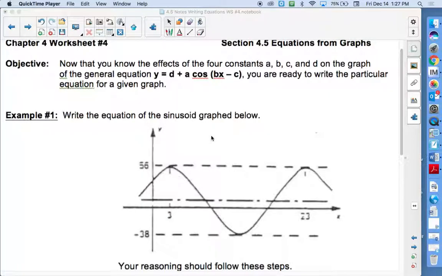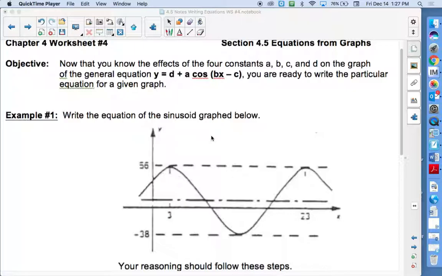Easy for you to visually pick out the highest point of the graph and where it ends at the highest point. So the example here says write the equation of the sinusoid. That is actually the name of a sine cosine graph. Like the name of a quadratic graph is a parabola, the name of a linear graph is a line, the name of an x cubed graph is a cubic graph. So this is called a sinusoid.